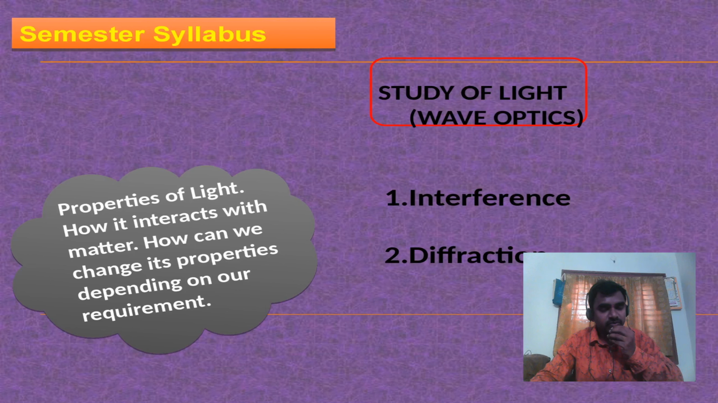Interference we observe in our day-to-day life. For example, if you pour some oil drops on water, we can observe multiple colors. That is due to interference. Diffraction: shadows are formed due to this diffraction.